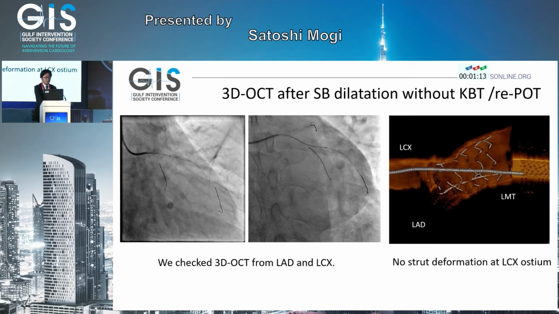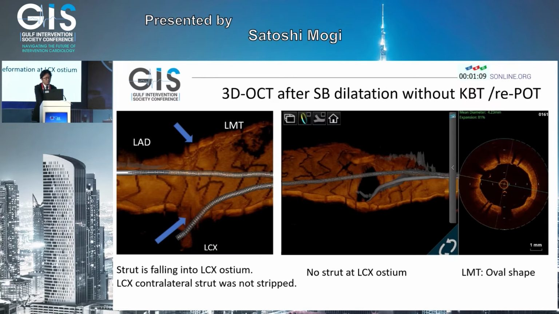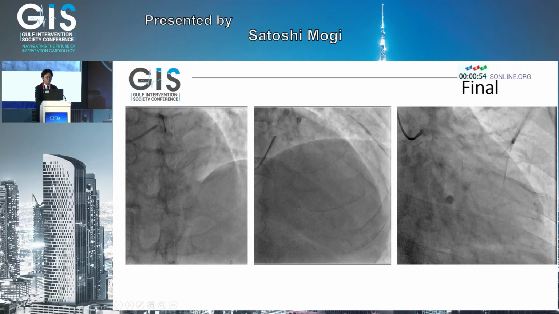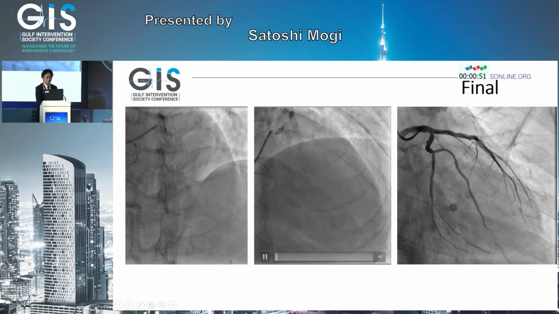We checked no strut deformation at the circumflex ostium, and no strut is falling into the circumflex ostium. Importantly, the circumflex contralateral strut was not stripped. Of course, no strut at the circumflex ostium. The left main is a very oval shape. A good final result.